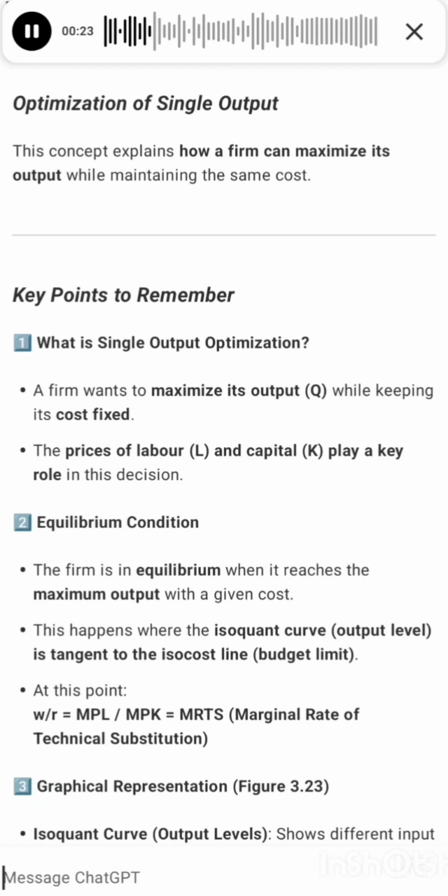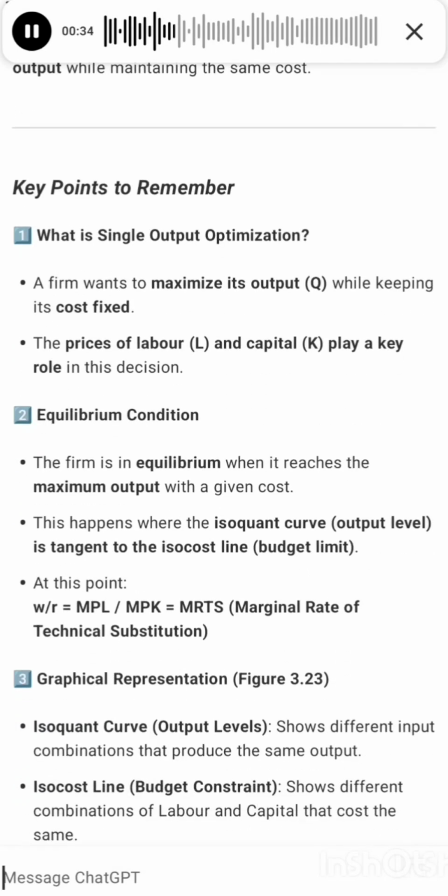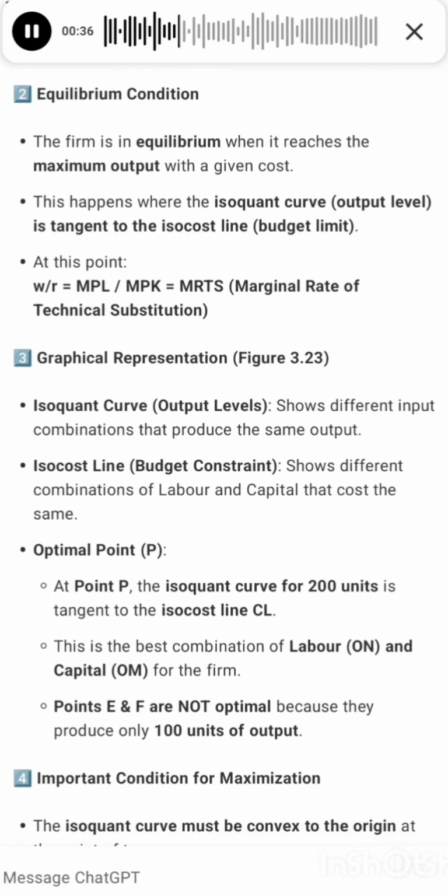2. Equilibrium condition. The firm is in equilibrium when it reaches the maximum output with a given cost. This happens where the isoquant curve (output level) is tangent to the isocost line (budget limit). At this point, W/R equals MPL/MPK, which equals MRTS, the marginal rate of technical substitution.